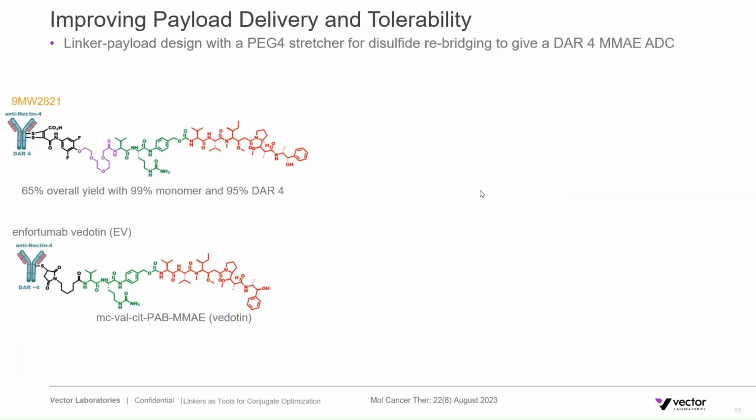This example from Mabwell shows that payload delivery and tolerability can be improved with a PEG-4 stretcher. And in this case, they use their proprietary dye-substituted maleimide, which gives stable disulfide rebridged DAR4 ADCs after ring opening. The comparator for this study is EV, or PADCEV, shown below. So it should come as no surprise when these two conjugates were evaluated for stability in monkey serum, EV demonstrated significant payload loss, while Mabwell's ADC was much more stable.